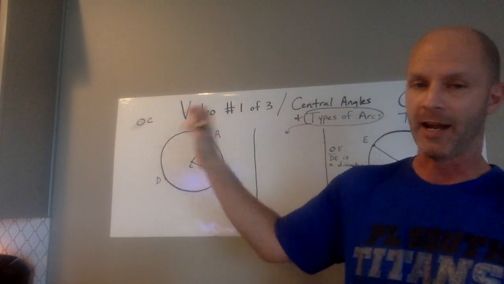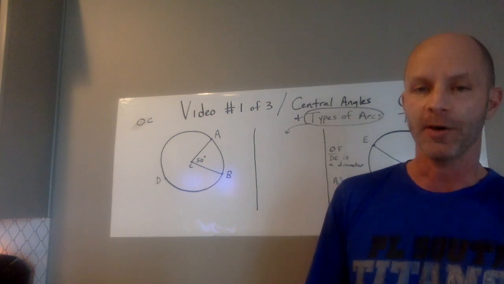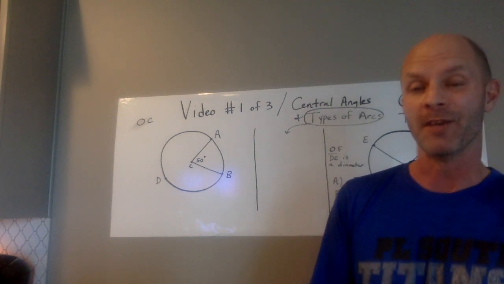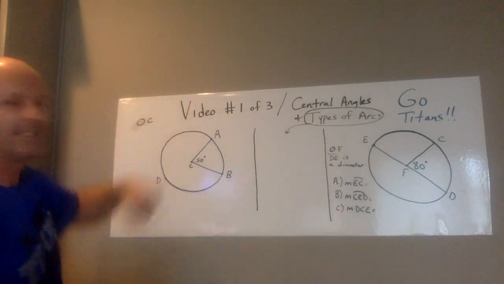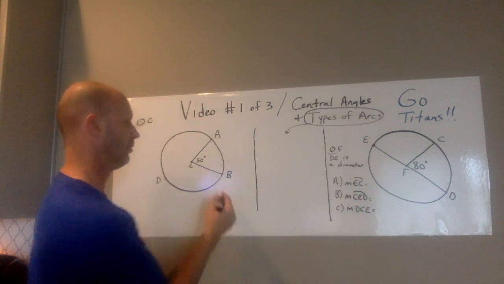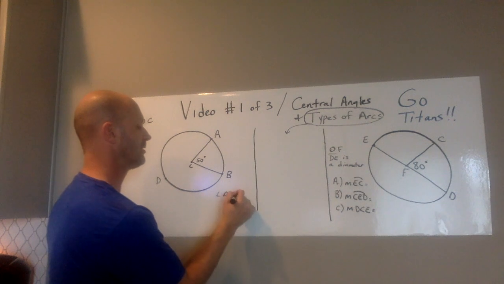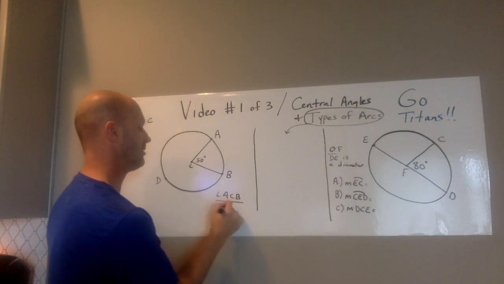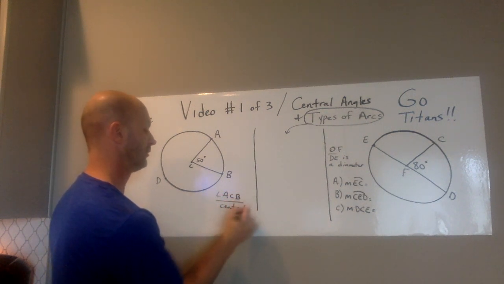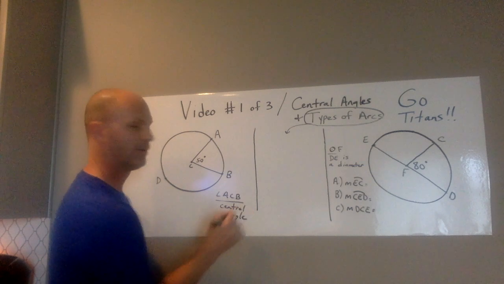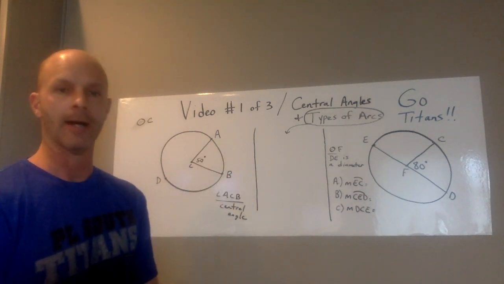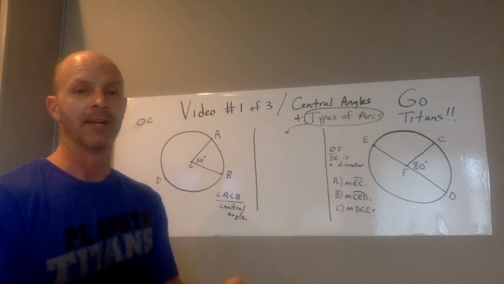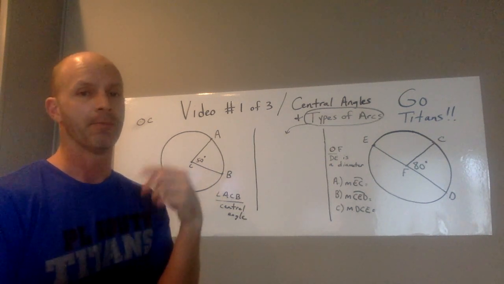So on our circle, we've got A, B, C, D. As you notice, we have an angle that's coming from the center. So we are going to call angle ACB a central angle. So angle ACB is called a central angle.